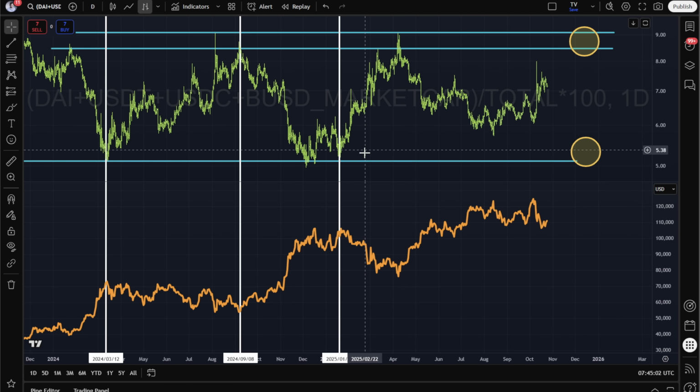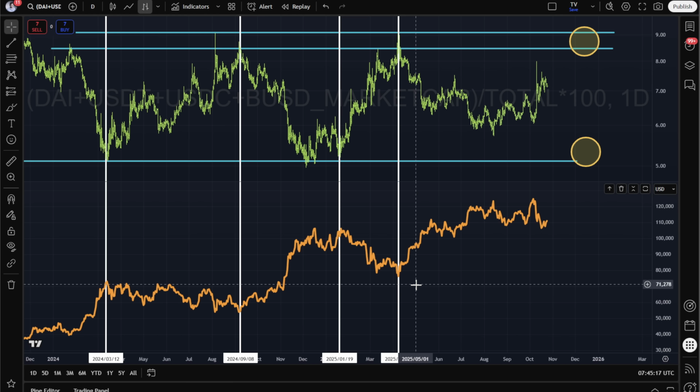It bottomed around here. The Bitcoin price was high. And then have a look at this point in time right here.